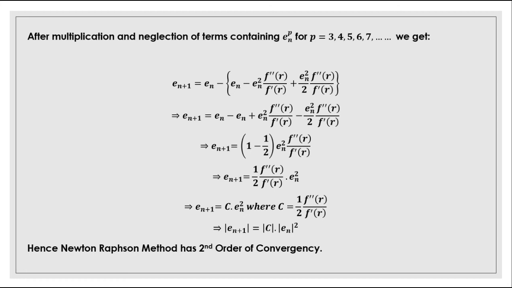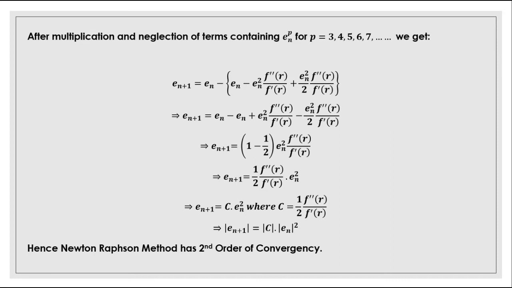It depends upon the system generating function. So it may be 1, 2, 3, or more. It may be a fast converging or a very slow converging method, but it depends upon the function, the system generating function. And the Newton-Raphson method has second order of convergence.